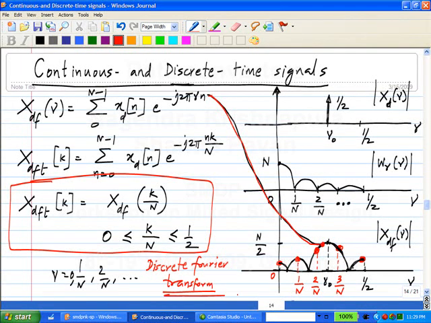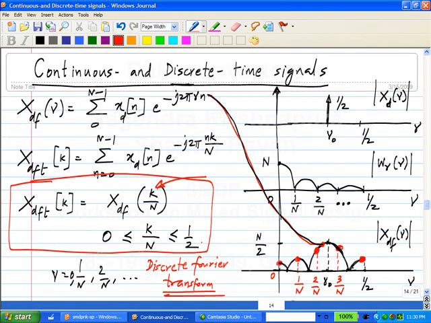Discrete Fourier transform is nothing but I take a finite number of samples and I calculate the Fourier transform for a finite number of frequencies. I calculate the Fourier transform for k by n, where k by n varies from 0 to half. And that half is because it's a real signal and it's symmetric. We don't need to look at anything else.